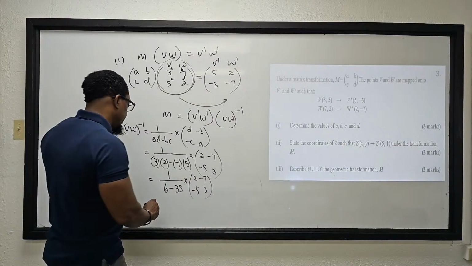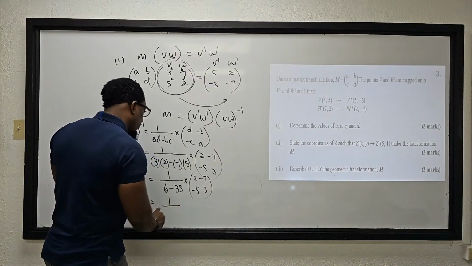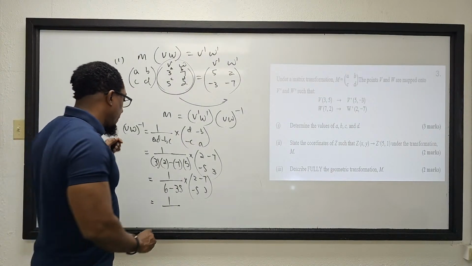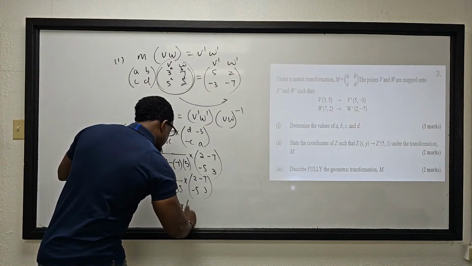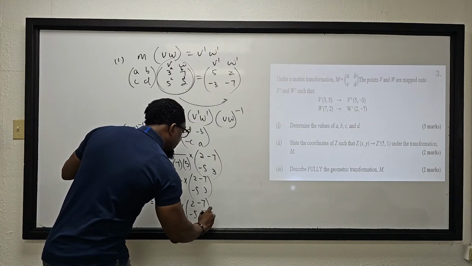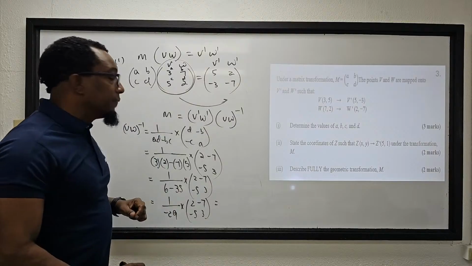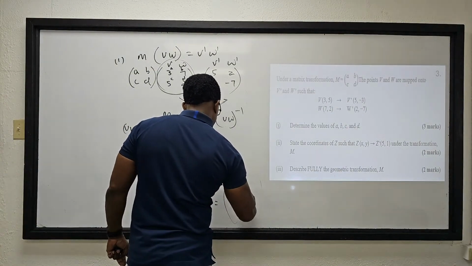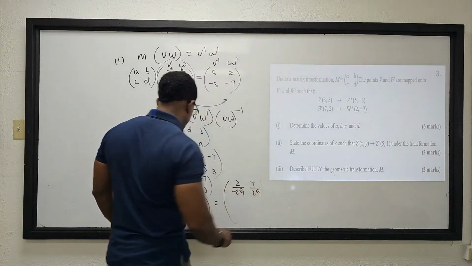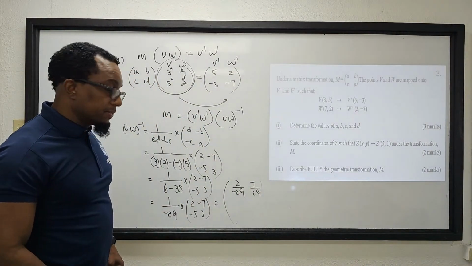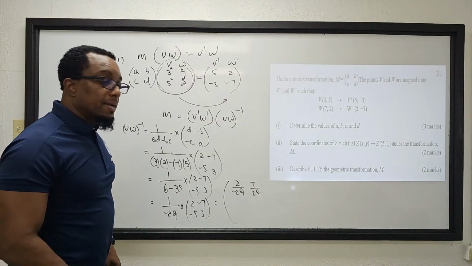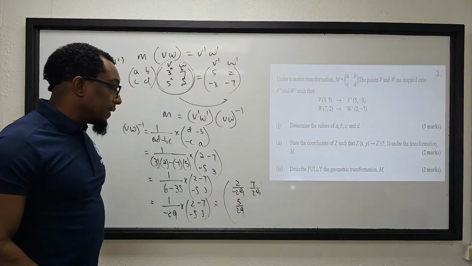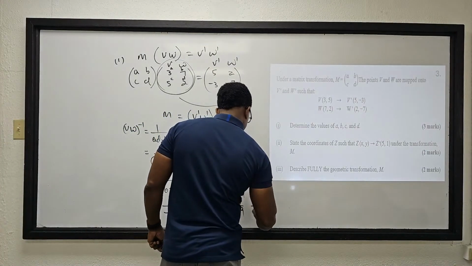So this will give me 1 all over 6 minus 35, that's negative 29, times (2, negative 7; negative 5, 3). And therefore the inverse of VW will be 2 over negative 29, 7 all over 29, 1 over negative 29 by negative 7 is 7 over 29, 1 over negative 29 by negative 5 is 5 over 29, 1 over negative 29 by 3 is 3 over negative 29.